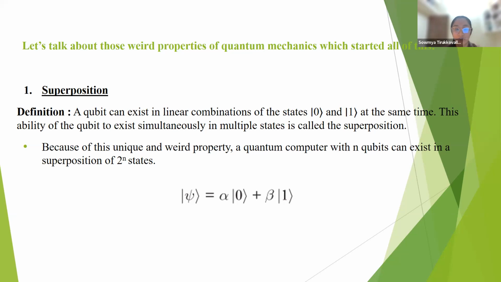The alpha and beta are complex numbers which are known as amplitudes. When the qubit is in a superposition of states 0 and 1 and is measured, we'll get the state 0 with a probability of alpha squared, and we'll measure state 1 with a probability of beta squared.